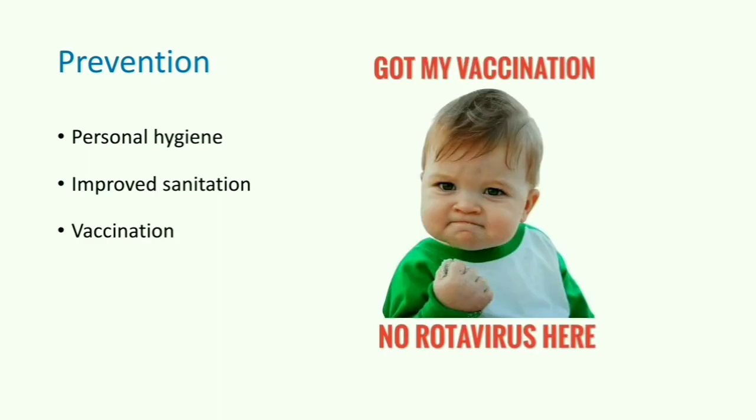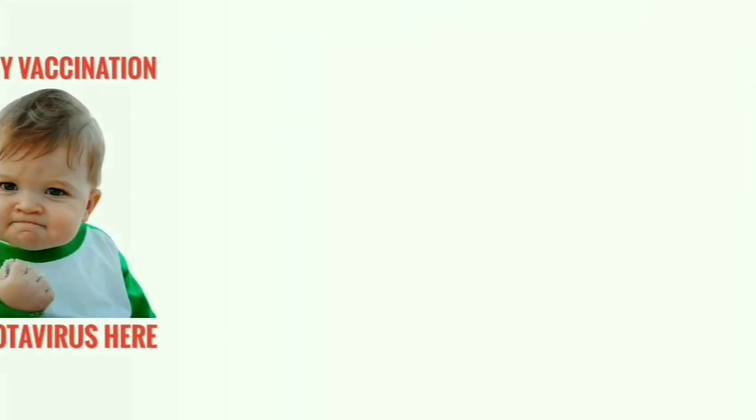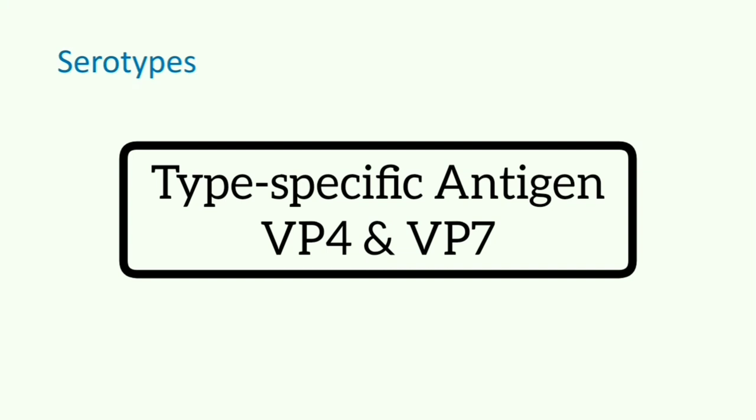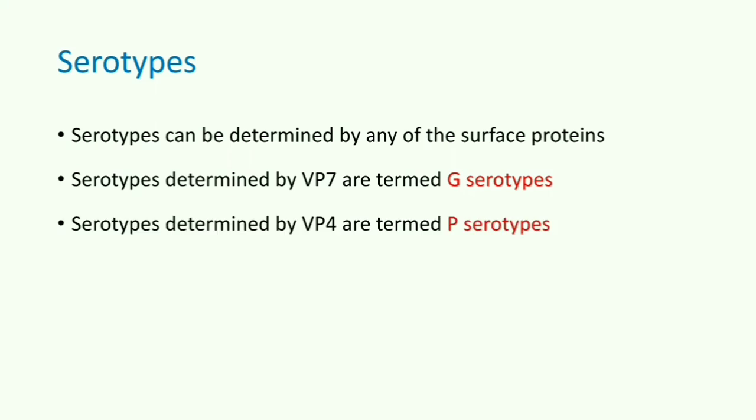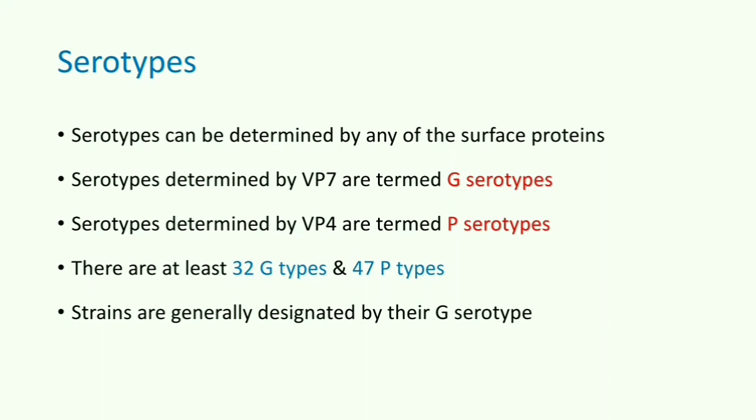Many vaccines for rotavirus are available. To understand these vaccines, we have to understand the serotypes of rotavirus. I have said earlier that VP4 and VP7 form the outer layer. These proteins are type-specific antigens, as serotypes are determined by these two proteins. Serotypes determined by VP7 are termed G serotypes, and those determined by VP4 are termed P serotypes. There are many different G and P types, but strains are usually designated by their G types.